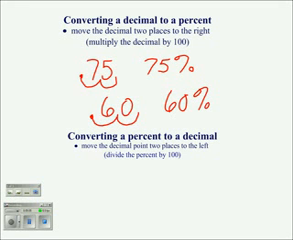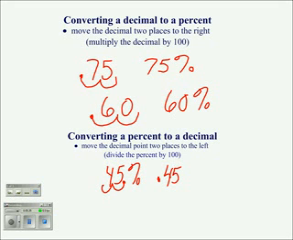Now, to convert a percent to a decimal, we simply move the decimal point 2 places to the left, or divide the percentage by 100. So if we had 45% and we wanted to find its decimal, we would simply move the decimal point, where, when it's hidden, it's at the end of our number, 1, 2, and 45% becomes 45 hundredths.